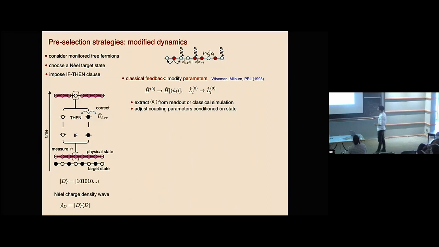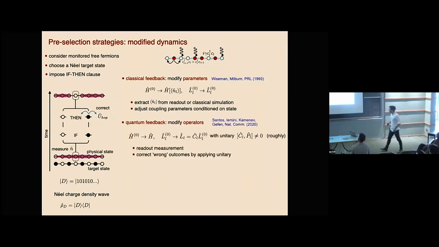So we extract, in a state-dependent way, these expectation values, in this case either from the readout, and then you have to do noise filtering, or from classical simulation. The second version goes without this overhead, without this filtering, what we call quantum feedback. Here we modify the operators directly, so we really change the operator content of these problems. In particular, we choose these Lindblad operators with a unitary C in front, which does the action that we desire. So we correct for wrong measurement outcomes by operatorial conditions.